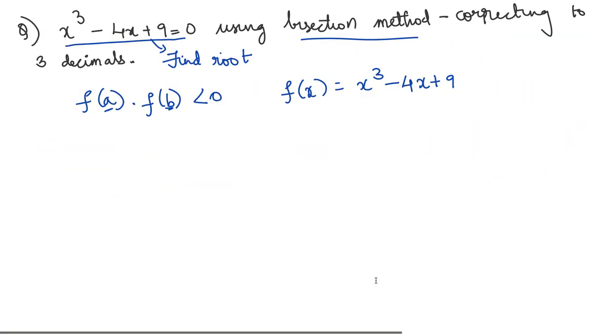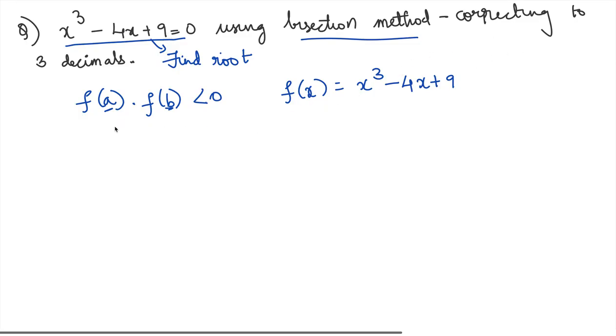Hello everyone, welcome back. So in the previous videos we have seen how to solve the questions using the bisection method. So now let's continue. The question is, find the root of x cube minus 4x plus 9 equal to 0 using the bisection method, correcting to 3 decimals.